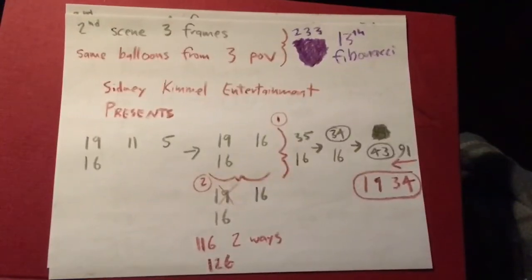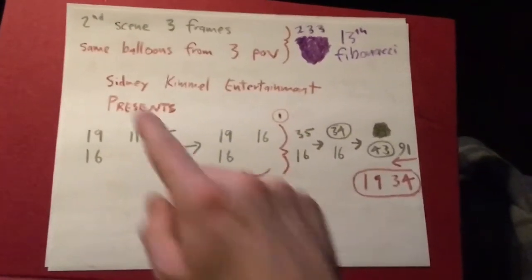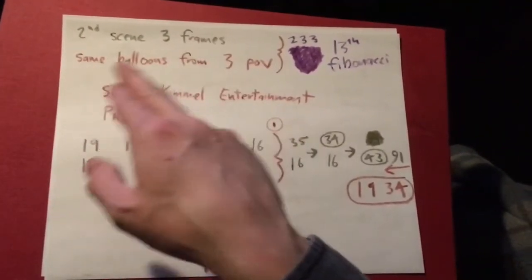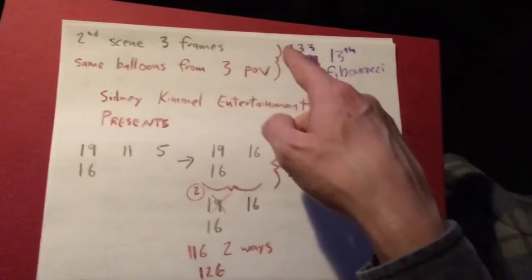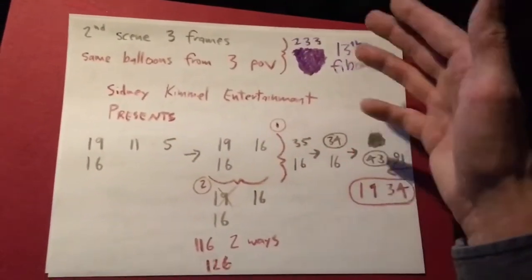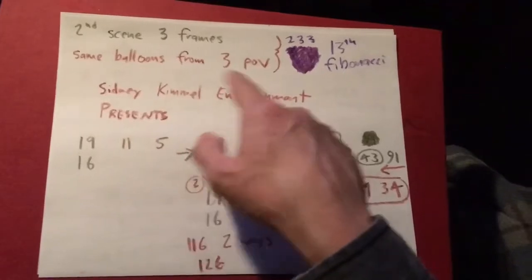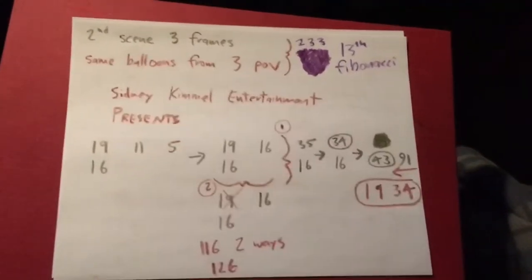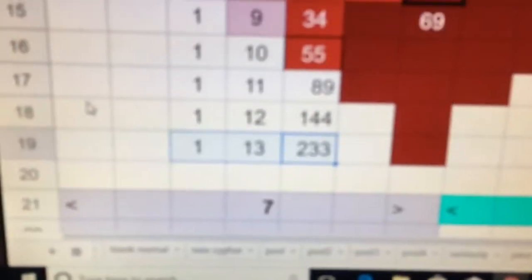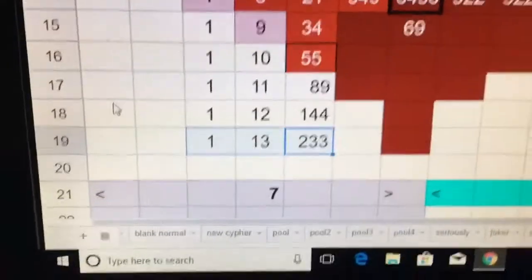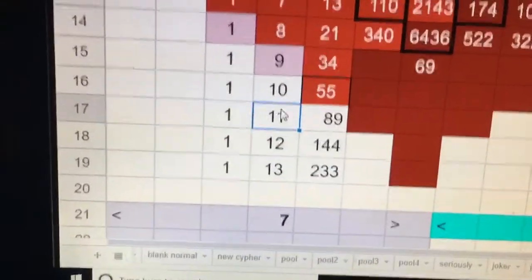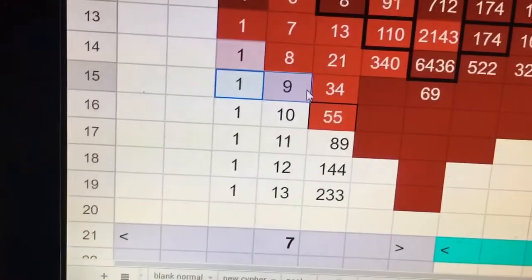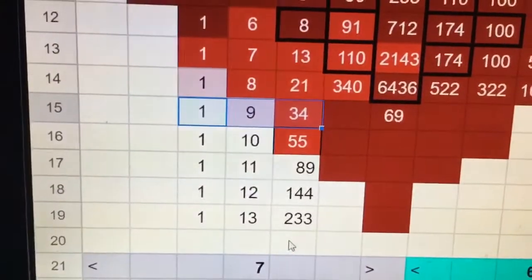Right, so the Genesis one of the movie has been looked at. So let's look at the second scene with 3 frames of the same balloons from 3 points of view. It's like a 2-3-3 of the 13th Fibonacci. Now look, you have 1, 2, 3, 4 words that appear on the screen. Okay, so if we understand that we're talking about the 13th Fibonacci here, and we have 4 things on, so let's go like 1, 2, 3, 4. I think there's going to be a relation to 1934.